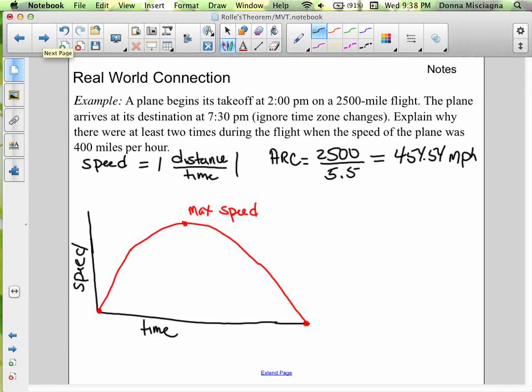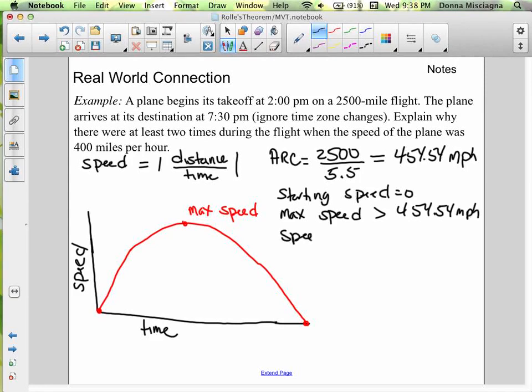All right, so let's think about this. Its starting speed was 0. Its average rate of change was 454.54, taking it from the beginning to the end. The average was 454.54 miles per hour over the whole interval. Its maximum speed has to be greater than 454.54 miles per hour.